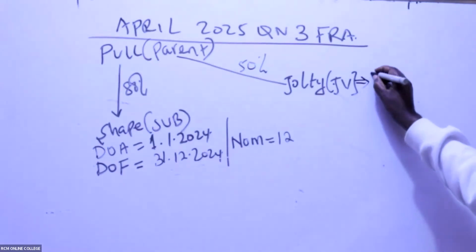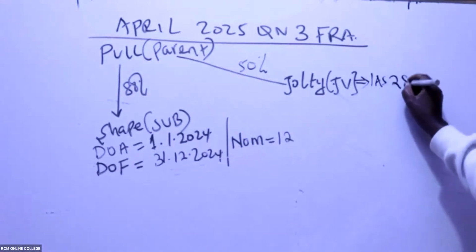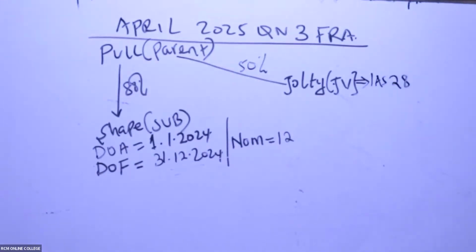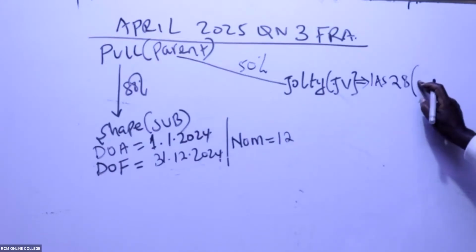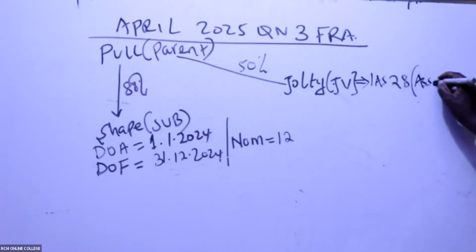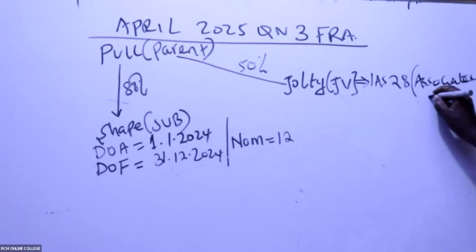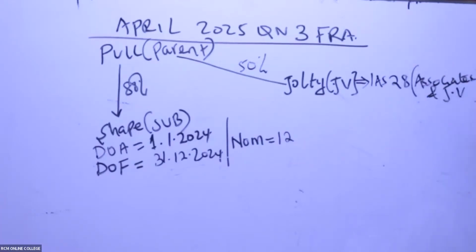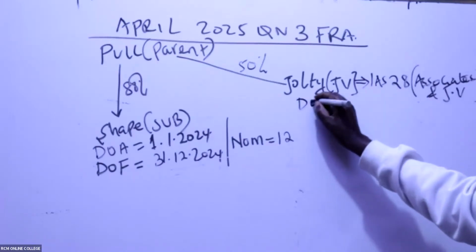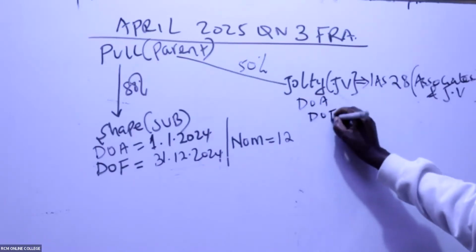because I know that joint ventures are always accounted for under IAS 28, which is that standard which talks about financial reporting for associates and joint ventures. So the way you account for an associate is the way you will account for a joint venture. So please tell me the date of acquisition and the date of the financial statements.